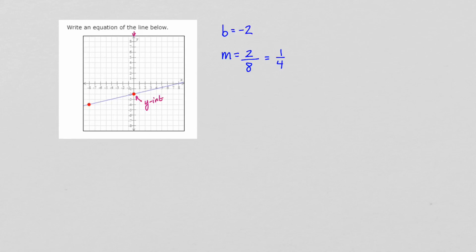And then I'm just going to plug into that y equals mx plus b formula. To plug into that, we're going to have y equals 1/4 x minus 2 as my b. And that is the equation of the line that you're looking for.